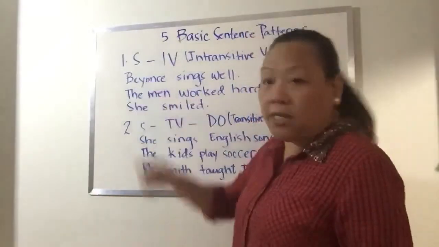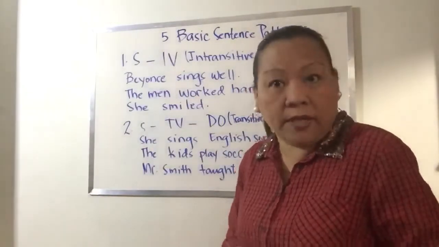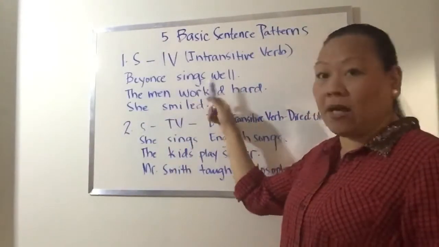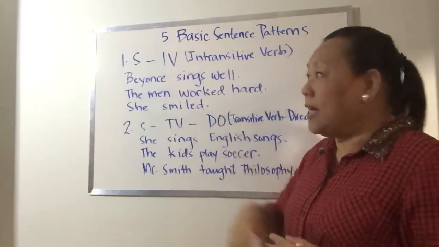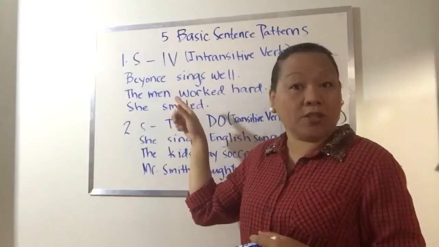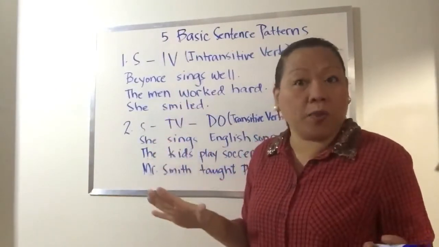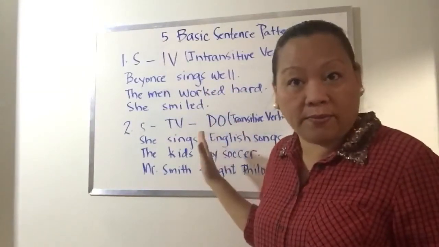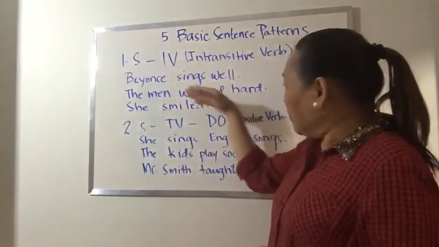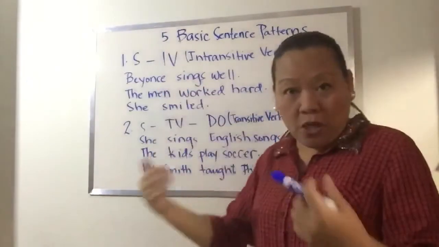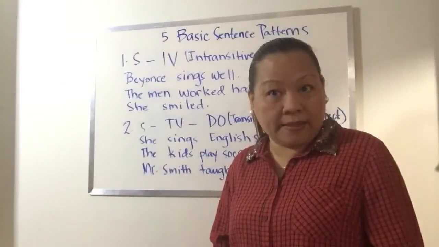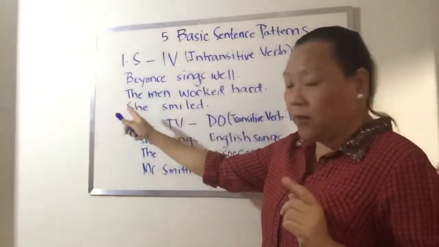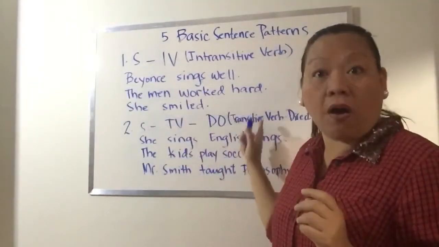The subject is either a noun or a pronoun. If you look at my examples on the board, the first one is: Beyonce sings well. The word sings here is used as an intransitive verb because it's not followed by an object, but it's followed by an adverb, which is the word well. It tells how Beyonce sings. For example, how does she sing? Well.